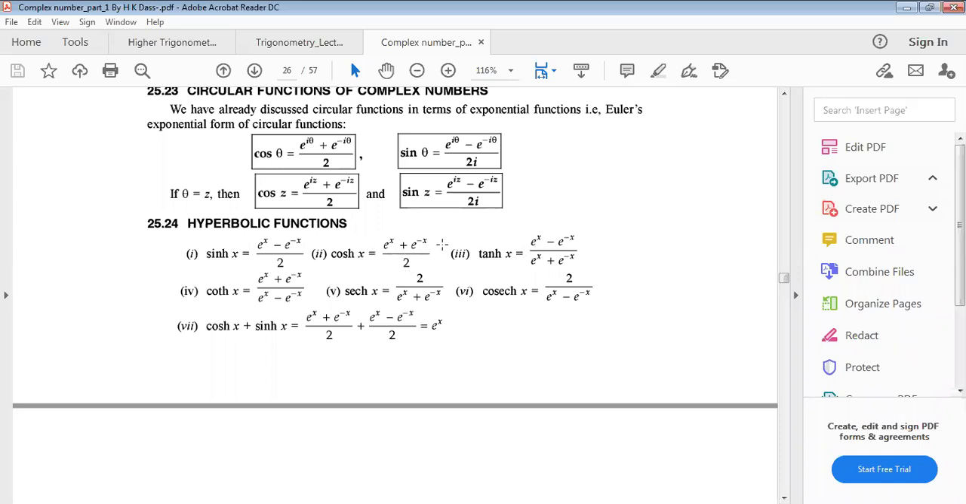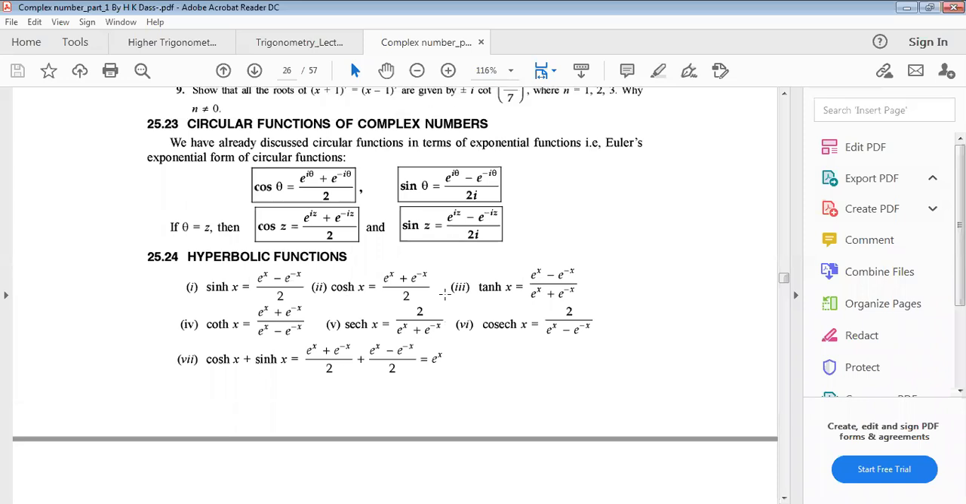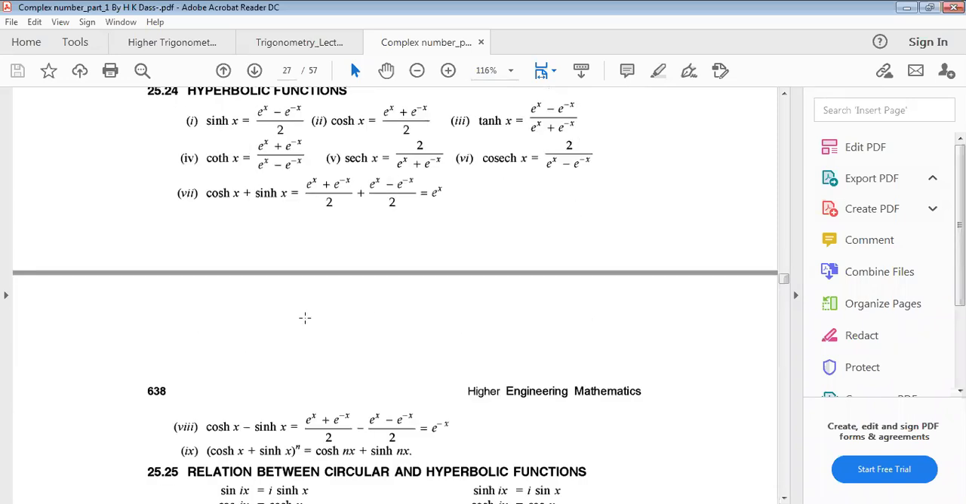And tan will be sine by cos. And cot will be cos by sine. And sec will be 1 by cos, that means the reciprocal of cos hyperbolic. Cosec also the same, with a similar process we get this. Actually, this is the relation between exponential function and circular function, and this is the hyperbolic function.